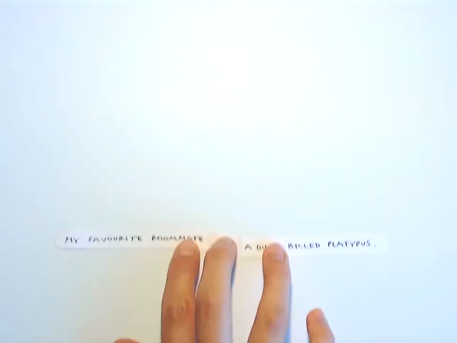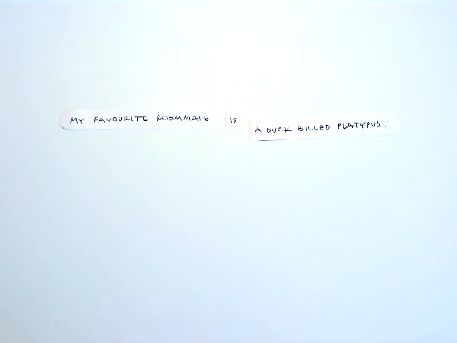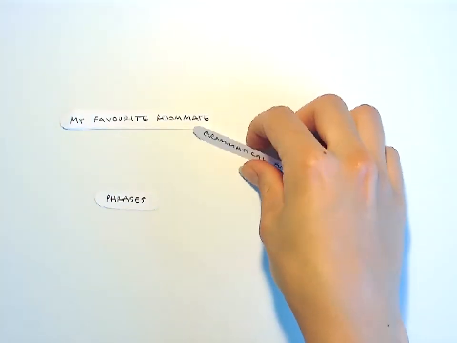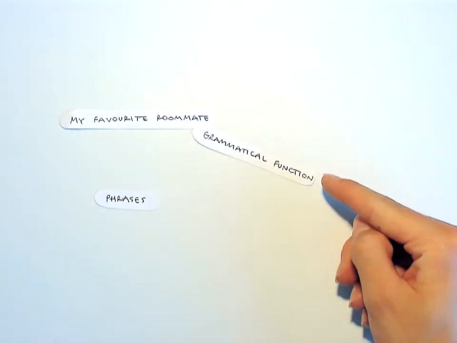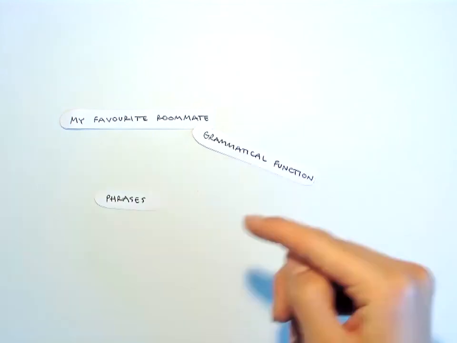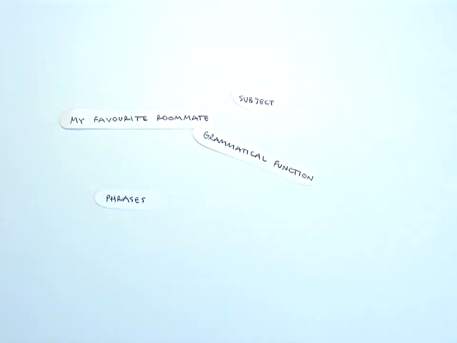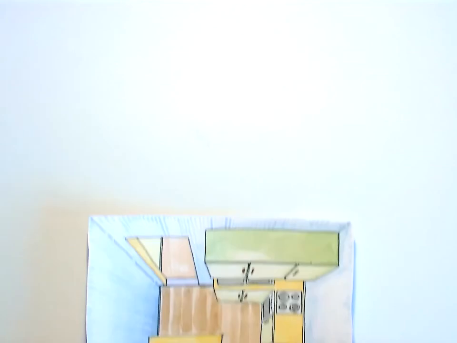Sentences work quite similarly. They have structures that are often larger than one word. These are called phrases. My favorite roommate is a noun phrase. It has internal organization and is made up of smaller constituents, and serves a function, a grammatical function. That's the job a structure has in a sentence. The function of this structure is subject. Other structures can be used for the same function.